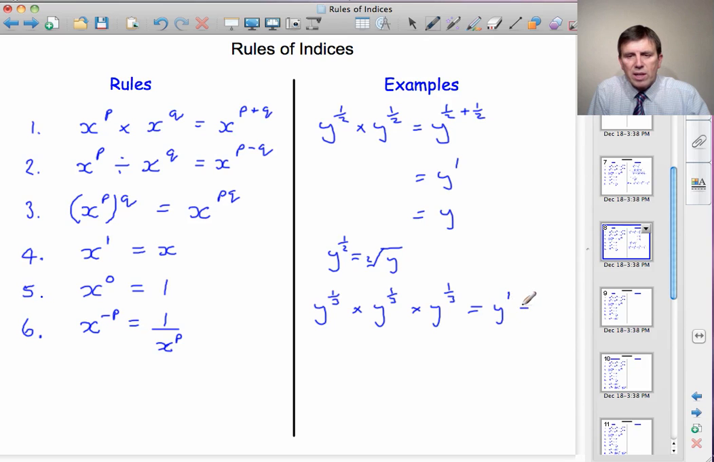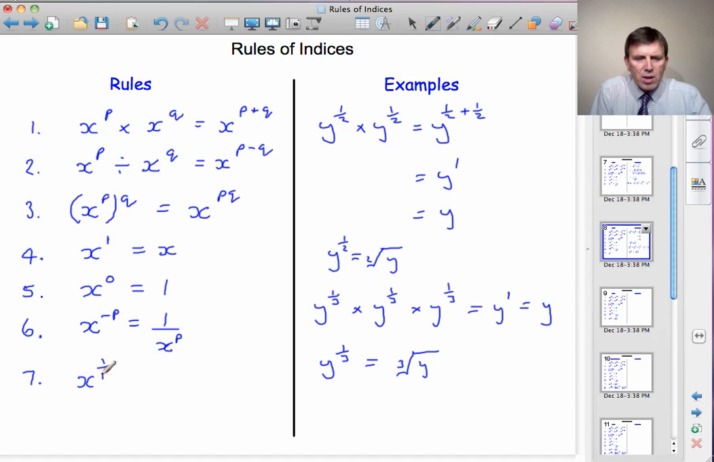And again, we've agreed that that means y. So this is a number which multiplied by itself again, gives y. So y to the third is what we mean by the cubic root of y. The number which times by itself again, gives you y. And that gives us our seventh rule. X to the power 1 over p gives us the pth root of x.